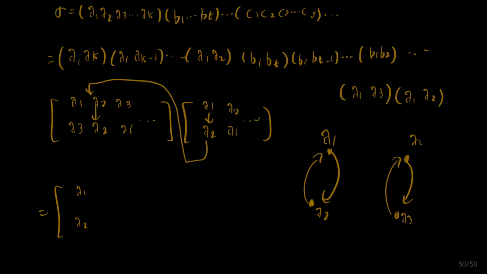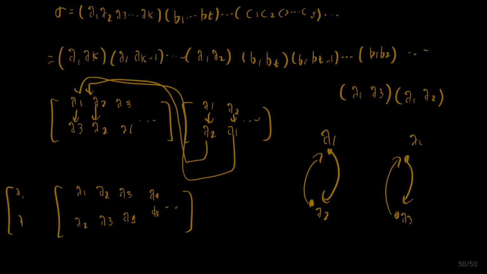Now let's look at A2 here. A2 here gets mapped to A1, but A1 here gets mapped to A3, so A2 gets mapped to A3. And then A3 gets mapped to A1, and A4 stays fixed, and so on. Now notice that if we repeat it, if we multiply this by A1, it gets mapped to A4, because it's the next one.